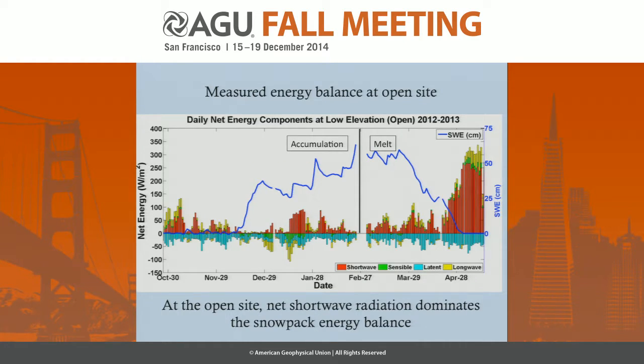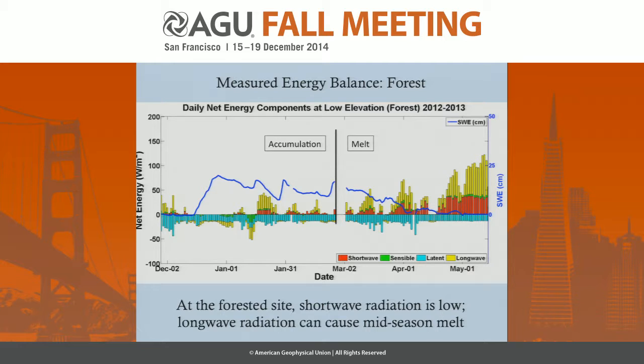This is a really scary looking plot, but it's really just showing, at this low elevation site in the open, here's our snow water equivalent measurements. We have solar radiation, which is really these red bars here. Solar radiation is the big story here in the open. And then in the forest, solar radiation's low, and we can have these long wave events here in the yellow bars. And you can see the long wave peaks, and we have these warm events, sometimes associated with precipitation, and it takes a big dive in the snow water equivalent.